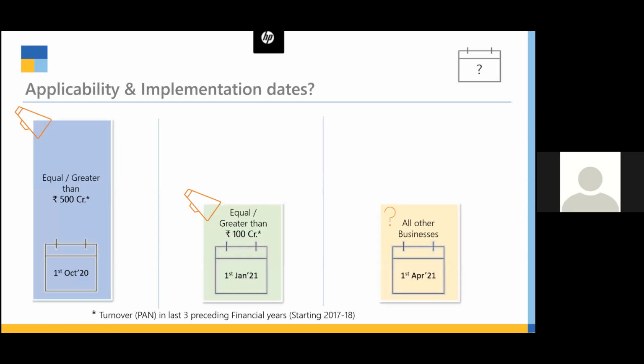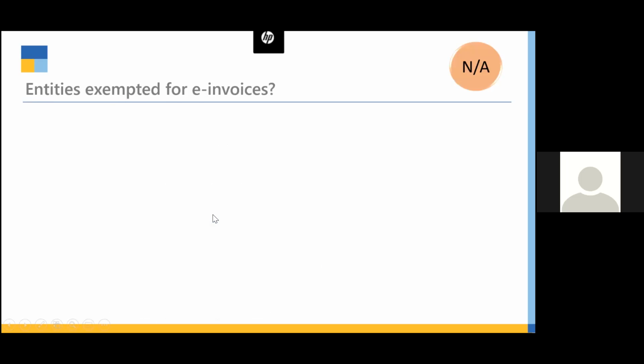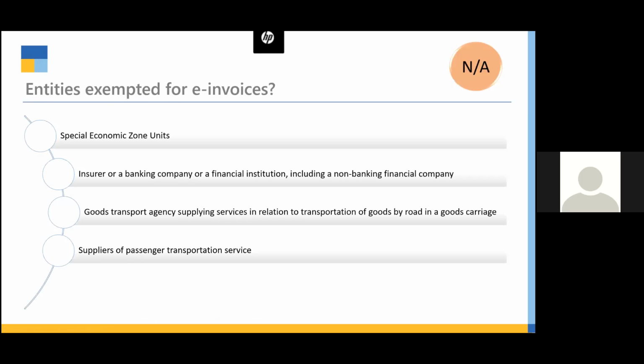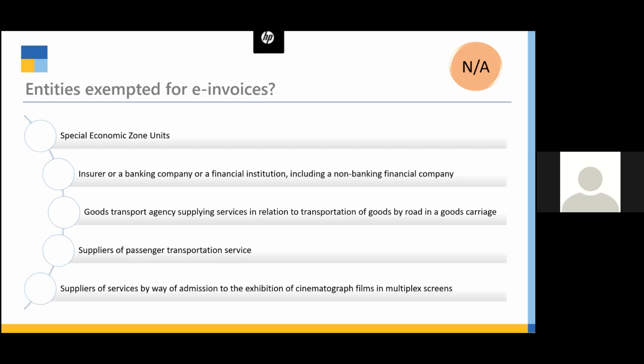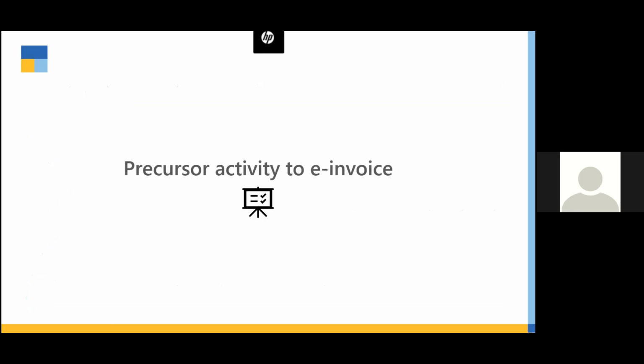So applicability, yes, 500 crore from October, from January it is 100 crore, and the department is also thinking to bring it for all businesses from 1st April. And the turnover is actually calculated based on the last 3 preceding financial years. Any one financial year which crosses this limit, for them it is applicable. And there are some things which are kept outside this, they're exempted.